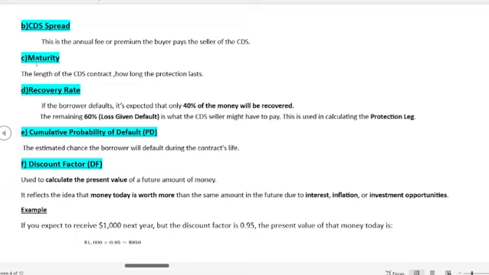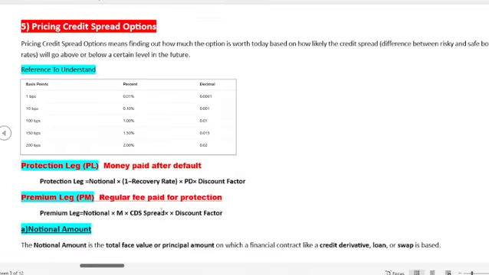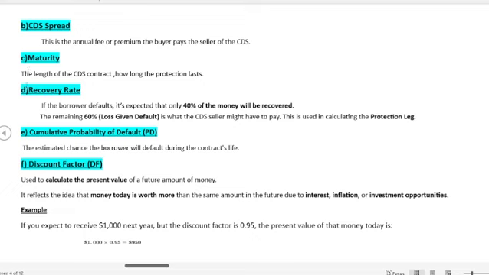Okay. Third, C, you can see maturity. M is the maturity. We have understood the notional and the CDS spread. Let's see what M is. M is the maturity, the length of the CDS contract, how long the protection lasts, that is, how many years: 5 years, 10 years, 15 years, 2 years, maybe depending on the contract, how long that contract is going to last. Okay, how long the protection will go. Simple. M is known as maturity.